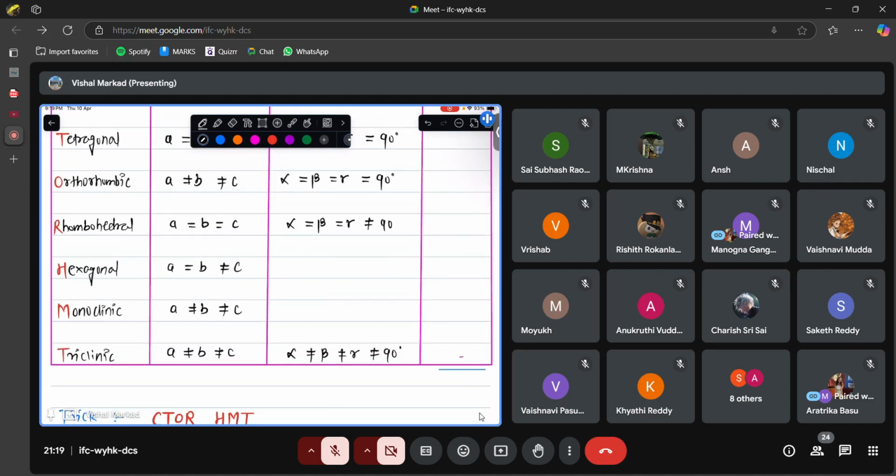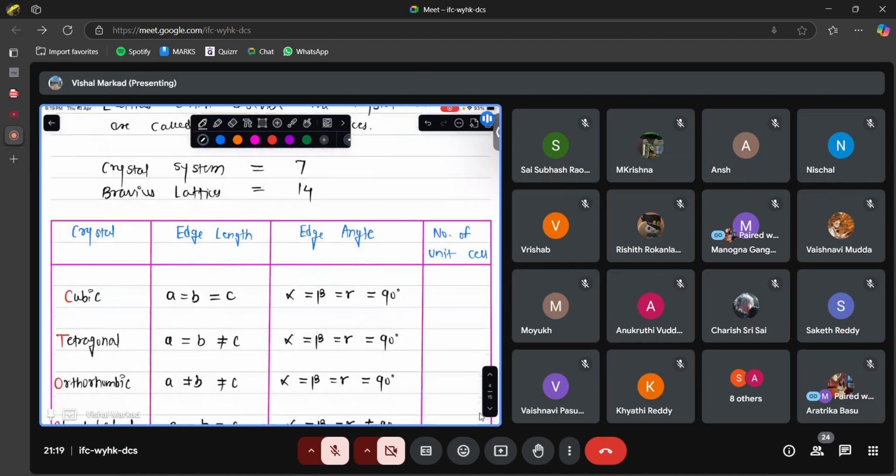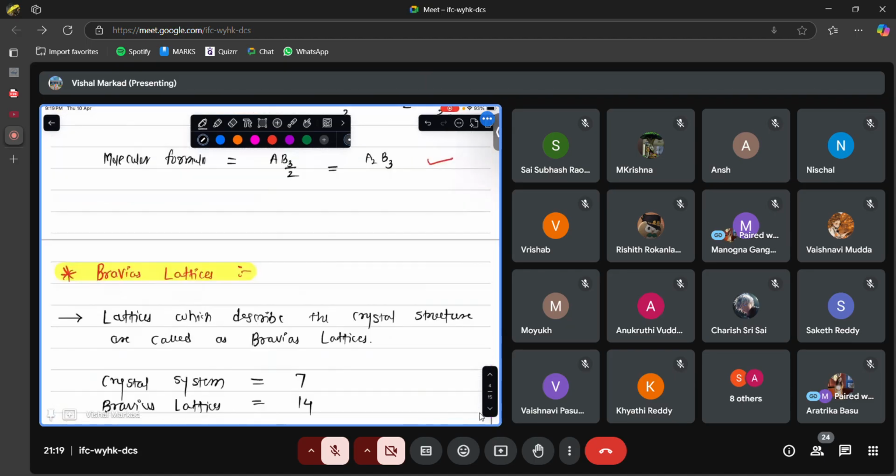How will you remember? For the hexagonal, alpha equal to beta equal to 90, and gamma will be 120. Okay. The next one, alpha equal to gamma equal to 90, and beta will not be equal to 90. Now, the main one we have is cubic, which we have in detail.